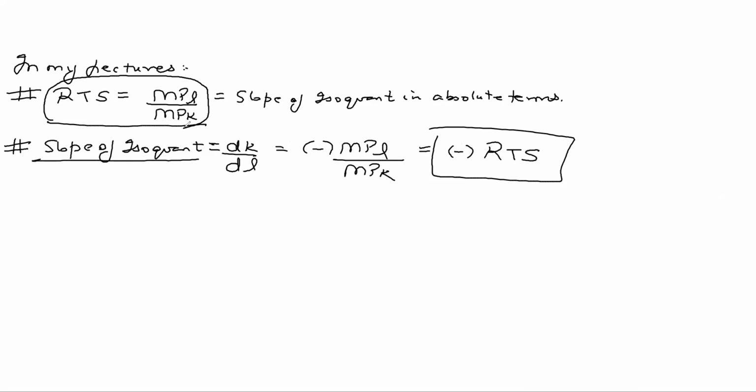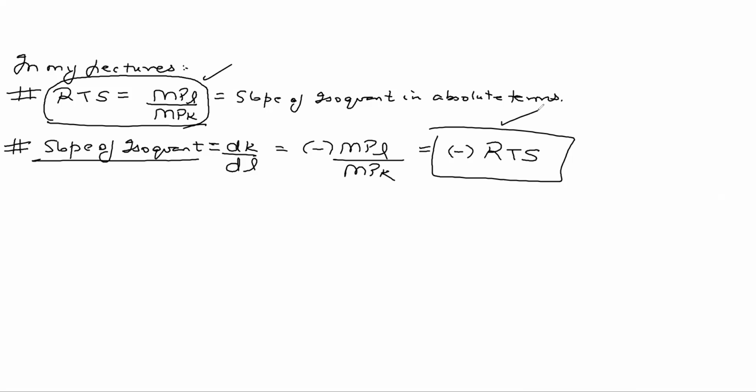These are the terminologies I will be using in the lecture. If I talk about only RTS, it is MPL by MPK. But if I talk about the slope of the isoquant, it is minus RTS, where RTS is nothing but MPL by MPK.